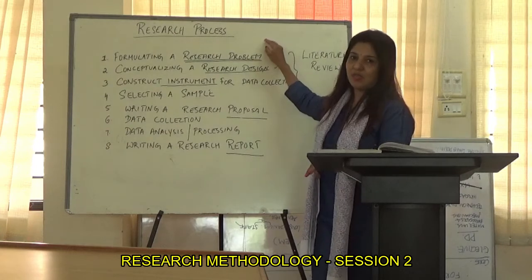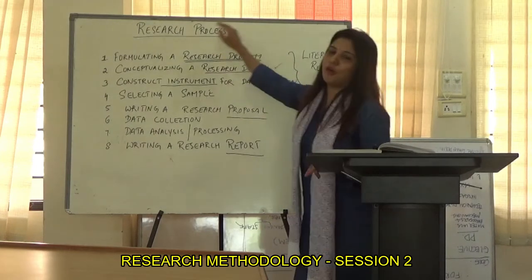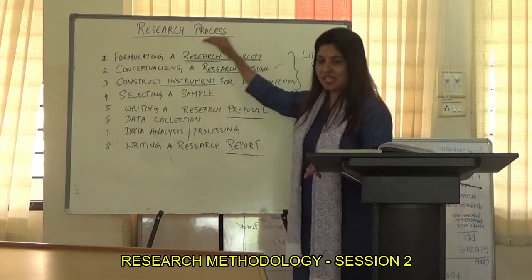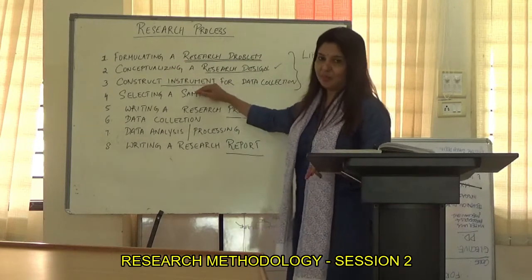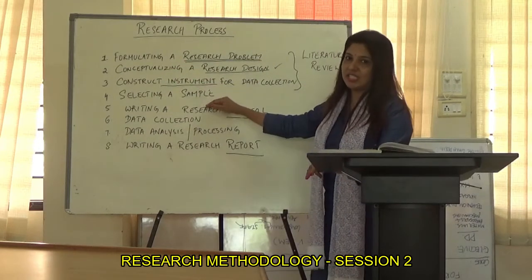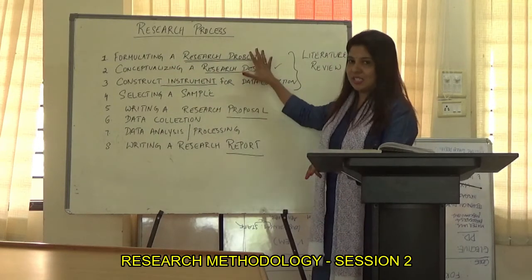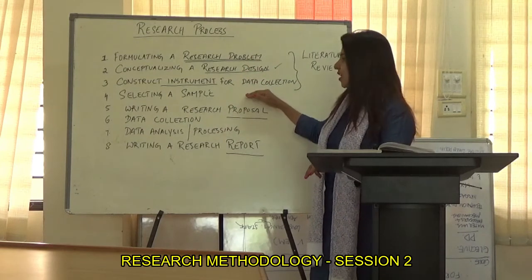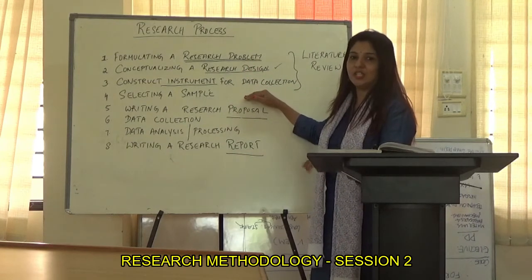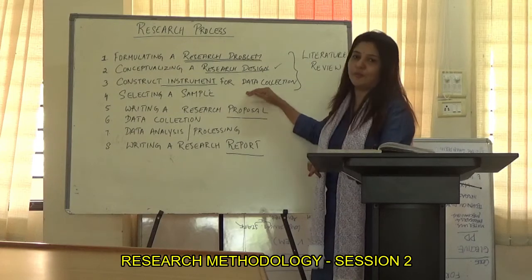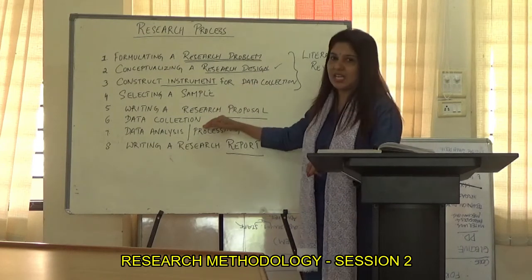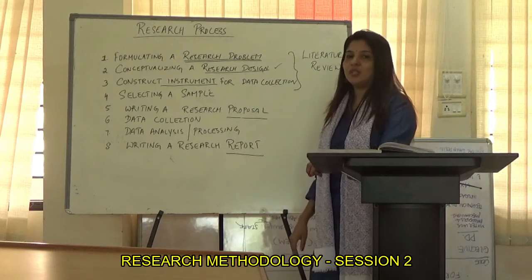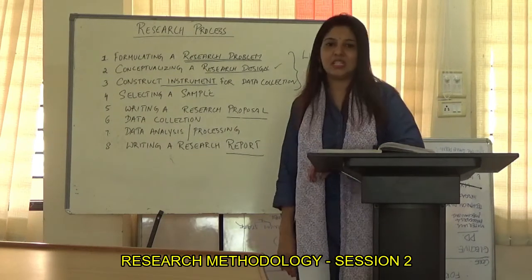The first one, starting with research problem, you formulate the problem. Then you do a research design, conceptualize the research design, develop the instrument, find out the sample, and the planning phase is completed. So you make a research proposal. The research proposal gives you a complete clear-cut idea that you are completely aware of your research, and then you do data collection, process the data, and finally make a research report. So these are the 8 steps in the research process.